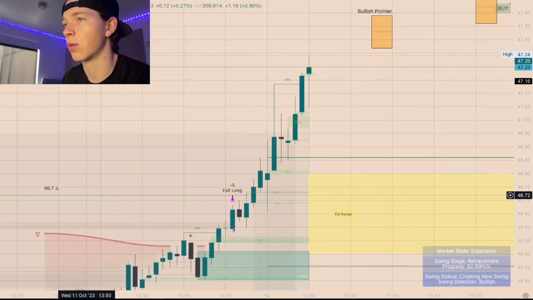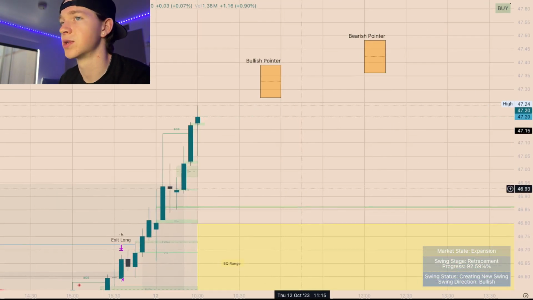Okay, so where's our bullish pointer in this specific example? We don't have a bullish pointer in this specific example. We don't have a bearish pointer in this specific example. The first order block out of the range would be this guy right here. There's no pointer, there's no retrace, there's no nothing I really care about. So I'm going to wait for that.